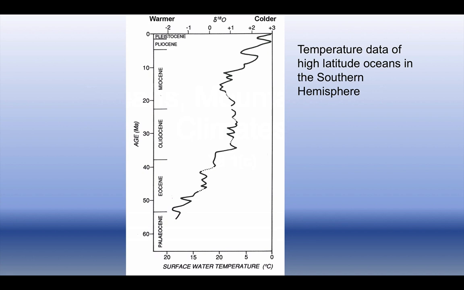Here we can see a graph of ocean temperature from high latitude southern oceans running through the Cainozoic era.